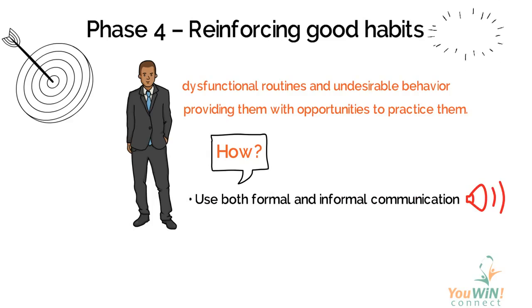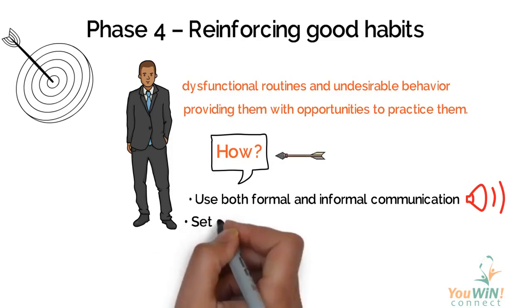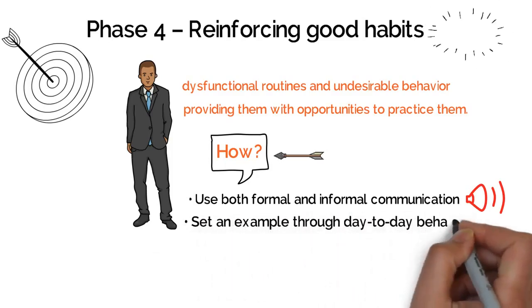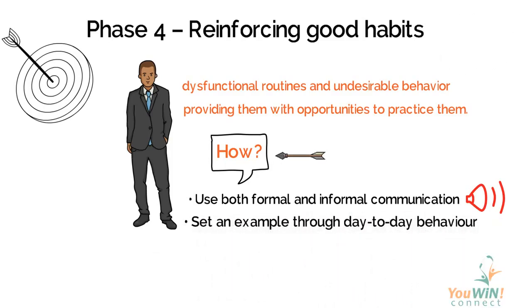The leader should constantly reinforce the vision for change. We discussed many formal communication channels earlier. Informal channels include the leader having lunch with workers or talking to staff during coffee breaks. Set an example through day-to-day behavior. Using day-to-day behavior as an example, the leader can communicate what behavior he or she wants staff to enact.